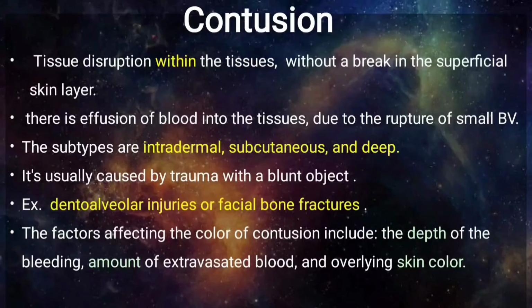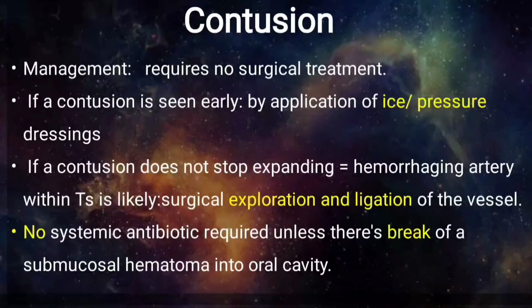The factors affecting the color of contusion include the depth of bleeding inside the tissues and the amount of extravasated blood. If the wound is presented early, it can be prevented or diminished by application of ice or pressure on the wound to decrease the amount of bleeding and the size of the hematoma.